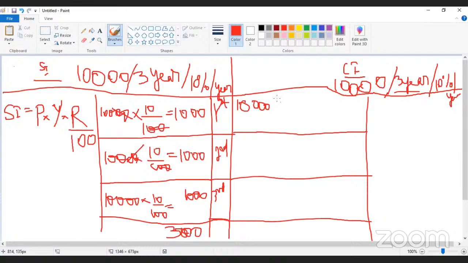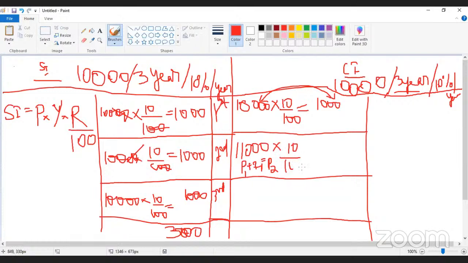So 10,000 times 10% for the first year. So he paid an interest of 1,000. What is called compound? In the first year, the principal amount and the interest are added together as the principal amount in the second year. So the principal amount of the first year plus the interest amount of the first year is the principal amount of the second year, times 10 by 100. So that means he has invested 1,100. Are you clear with that?